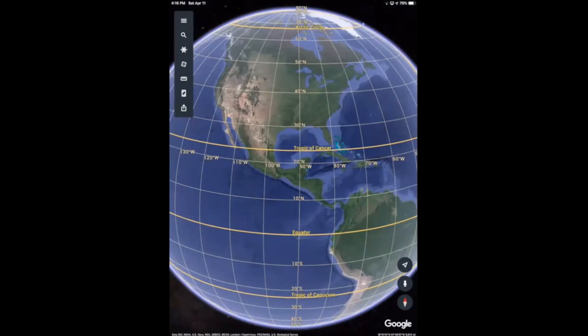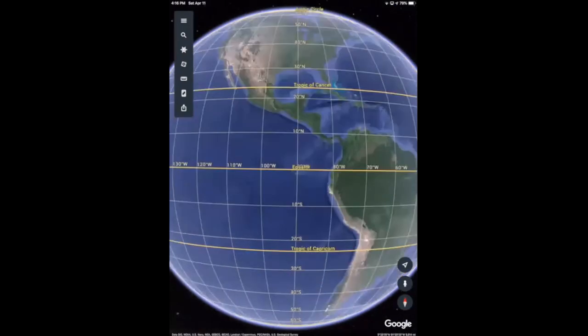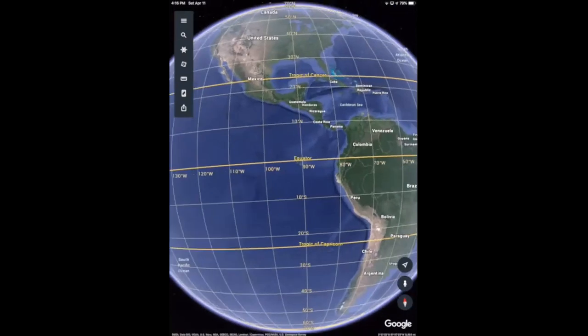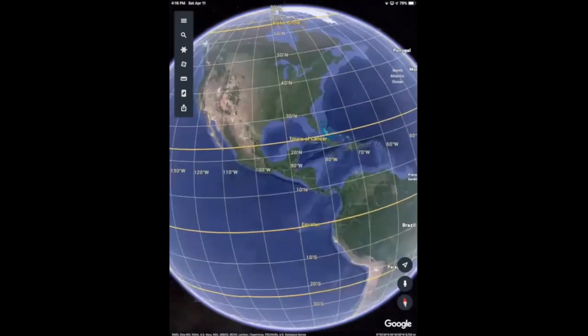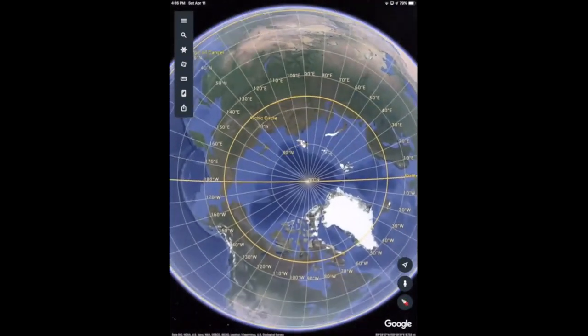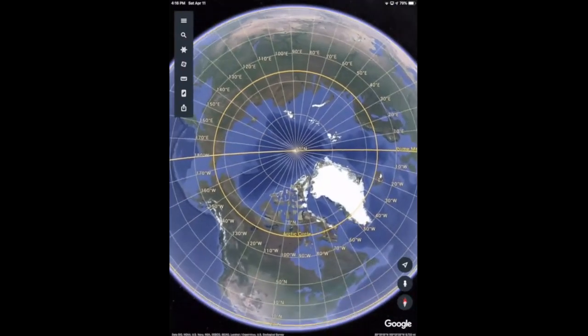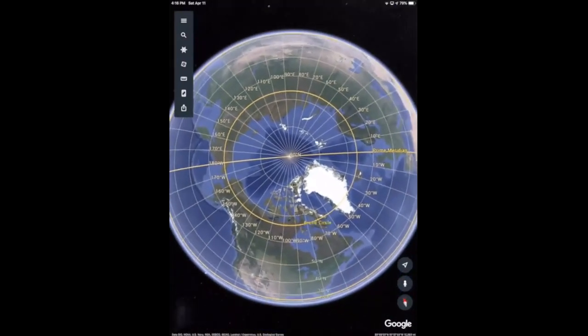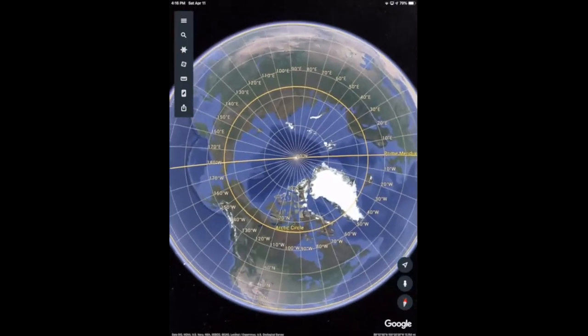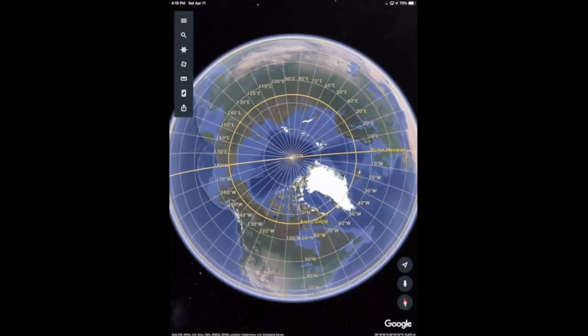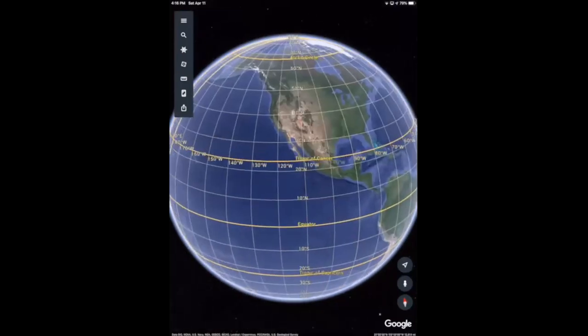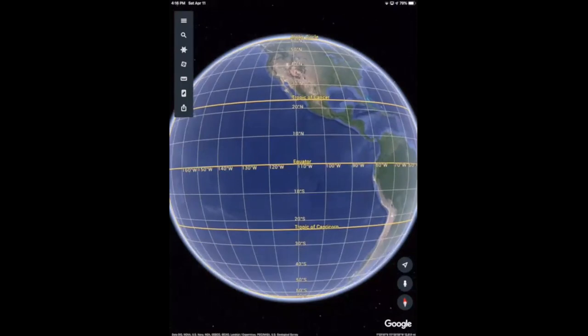So big picture. Here's the equator again. Now the equator is actually the circle around the edge of the earth that you're looking at. Everything I'm looking at right now is the northern hemisphere. So everything above 0 degrees latitude is considered the northern hemisphere.